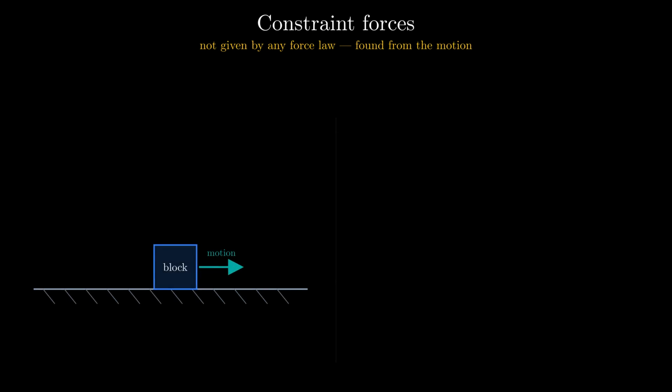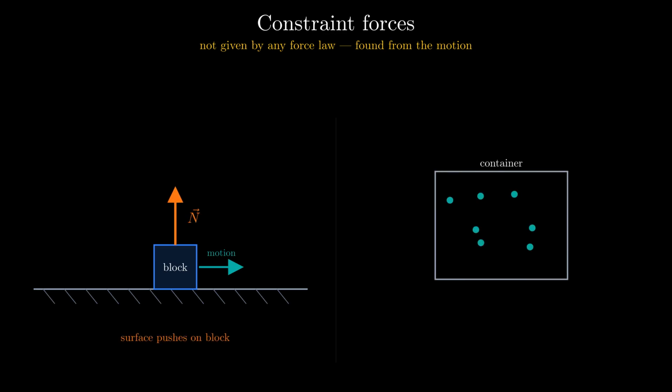Not every force comes from a force law. Some forces we cannot write down in advance. Think of a block sliding along a surface or gas molecules trapped inside a container. The surface pushes on the block, the container walls push on the gas. These are constraint forces. No force law hands them to us. Instead, they are whatever they need to be to keep the motion consistent with the constraint. We find them backwards from the motion itself. The surface supplies exactly the contact force needed to keep the block on the surface, and the wall supplies exactly the force needed to keep the gas inside.